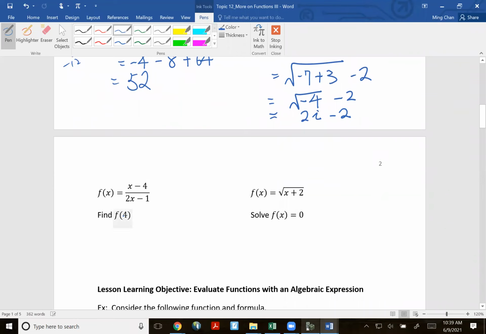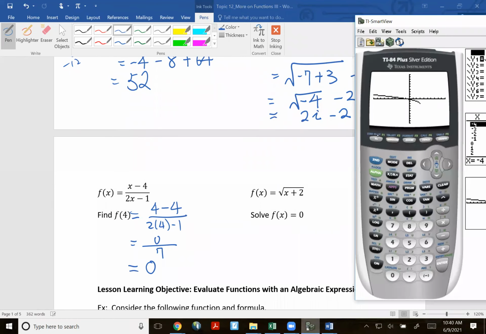All right, this one, find f of 4. So I'm gonna substitute 4. I'm gonna do this by hand, now we'll put it in the calculator. All right, substitute 4 for x, right? 2 times 4 minus 1. So this is 0 over 7. 0 divided by anything is 0. So f of 4 is equal to 0.